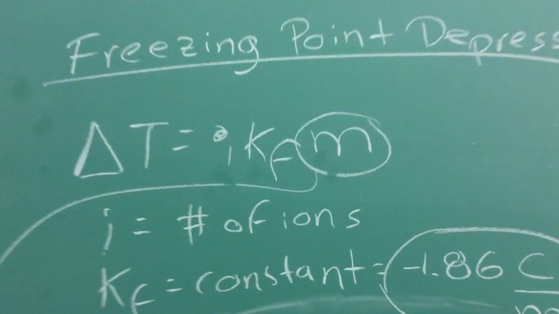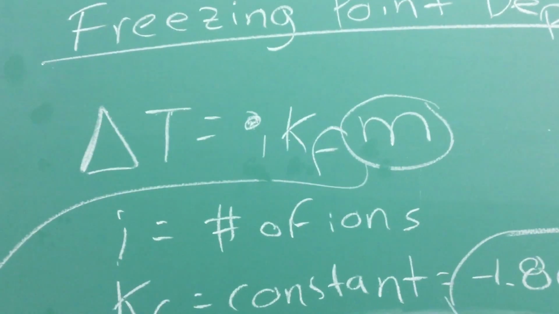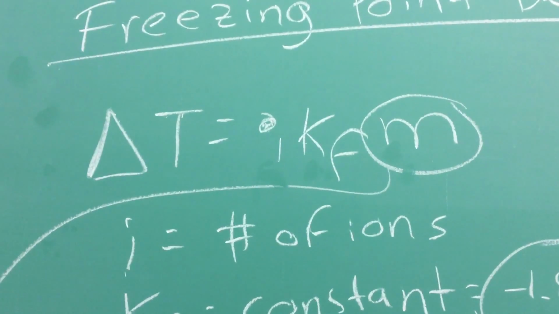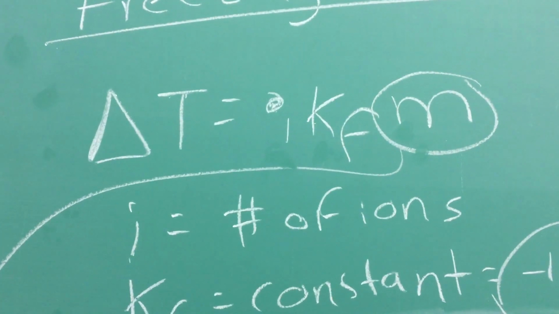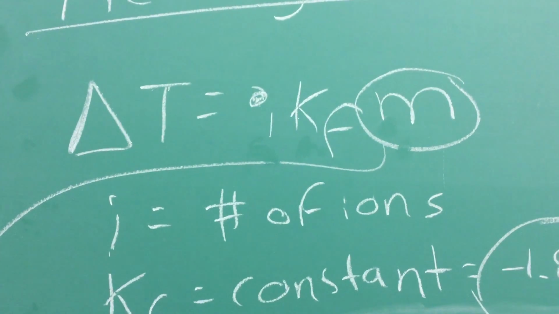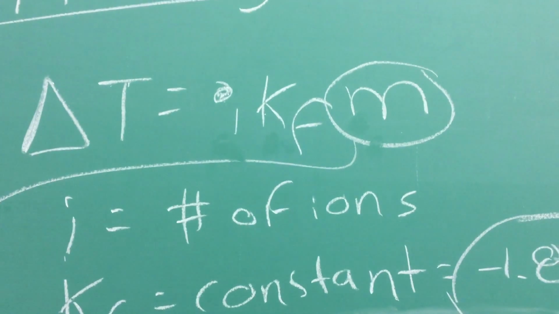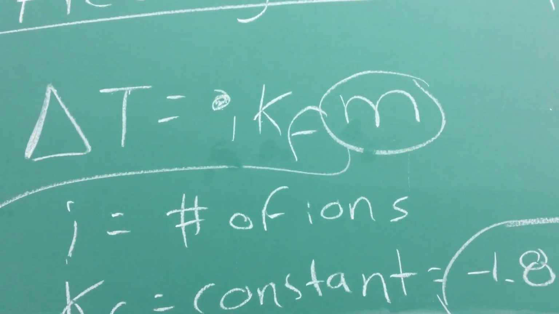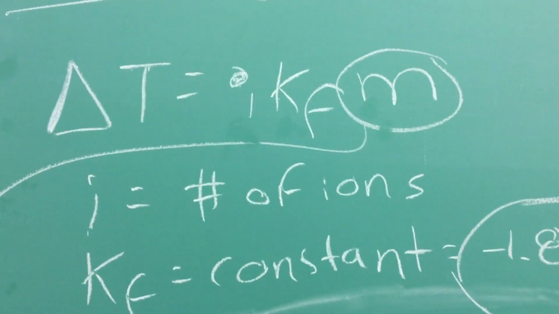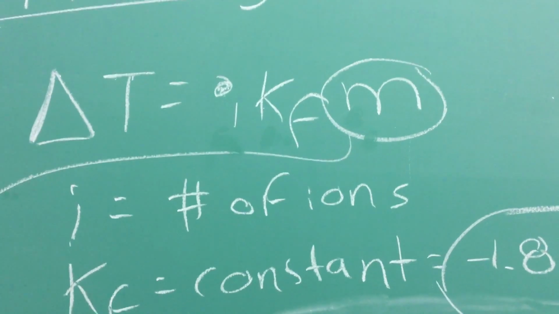So this is the general equation, and I know in your homework you were asked about this. So delta T, the letter delta is a Greek letter that means change. So change in temperature equals i times Kf times m. Okay. Let's talk about what each of the variables represents.